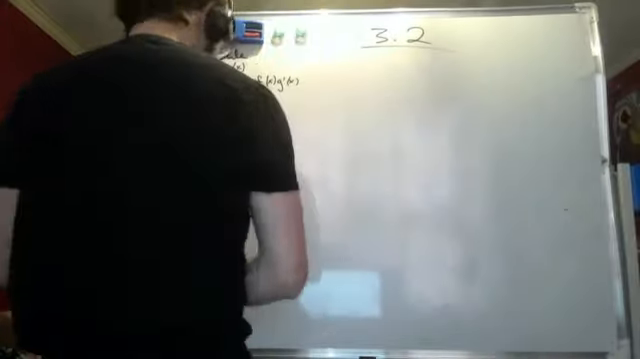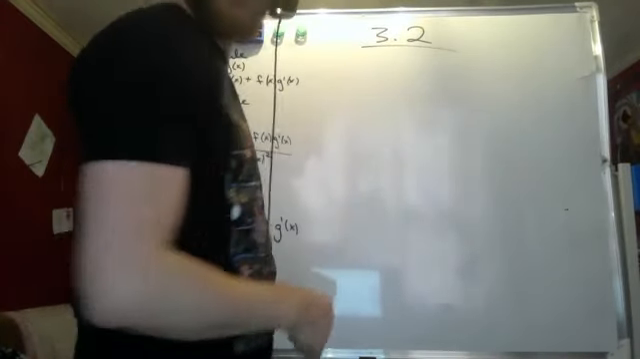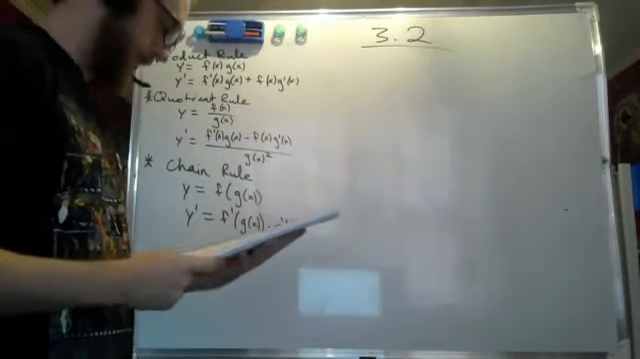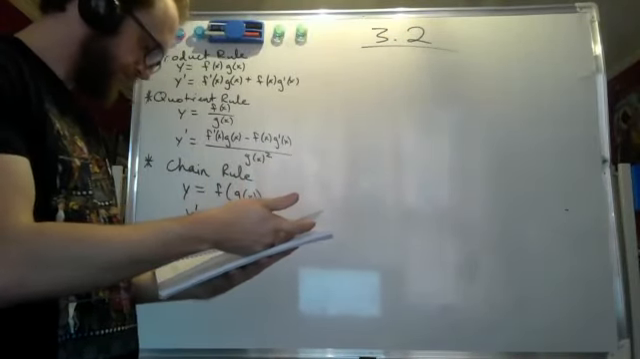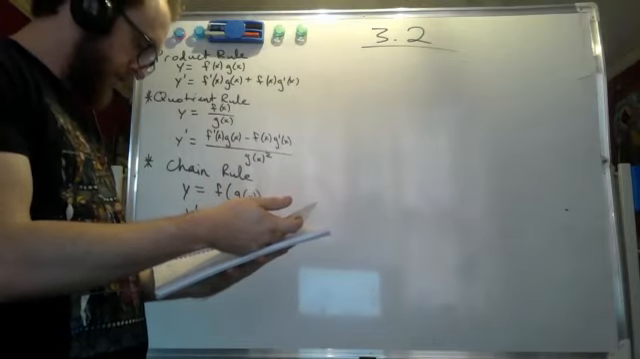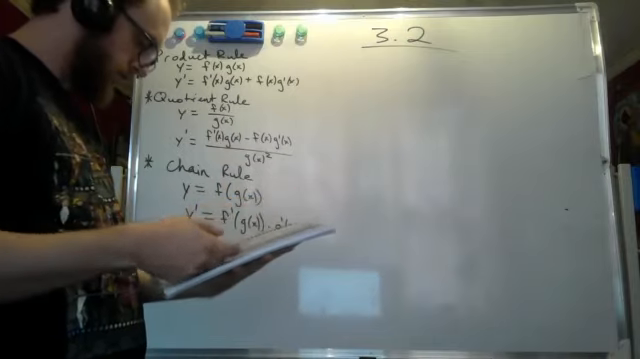Okay, let's see. We got time for another example or two. So let's see. What should we do next? Let's see, that's another chain rule and quotient rule.